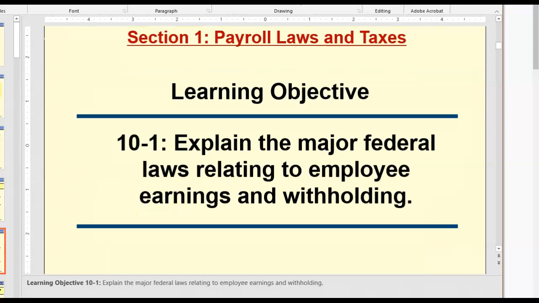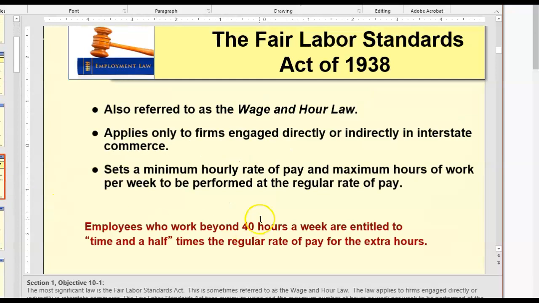Okay, there are different laws that pertain to employee earnings and withholding. We have the Fair Labor Act. You can just look all this stuff up and read it on your own. Basically, it just sets a minimum hourly pay, and it also requires the company to pay time and a half beyond 40 hours of work.